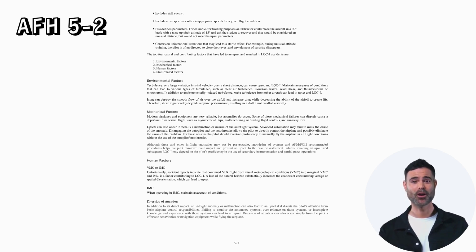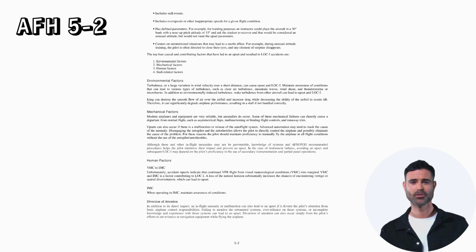Turbulence, or a large variation in wind velocity over a short distance, can cause upset and LOC-I. Maintain awareness of conditions that can lead to various types of turbulence, such as clear air turbulence, mountain waves, wind shear, and thunderstorms or microbursts. In addition to environmentally induced turbulence, wake turbulence from other aircraft can lead to upset and LOC-I.